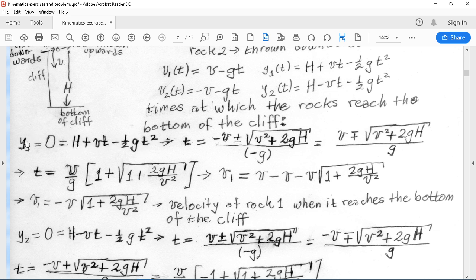Remember, if y is a function of at squared plus bt plus c, the solution for the equation at squared plus bt plus c equals 0 is t equals minus b plus or minus the square root of b squared minus 4ac, all that divided by 2a. So we get this expression, which can be simplified to this expression here.